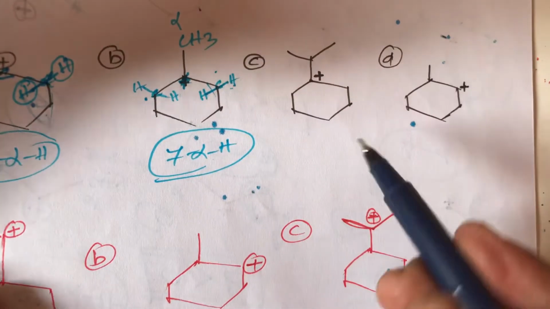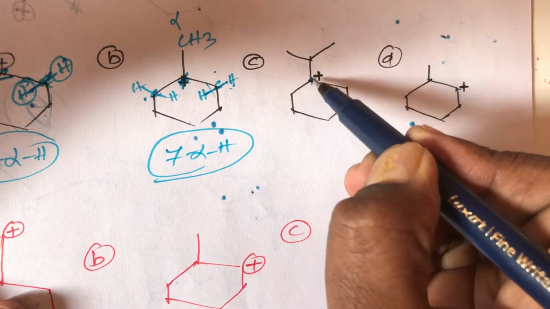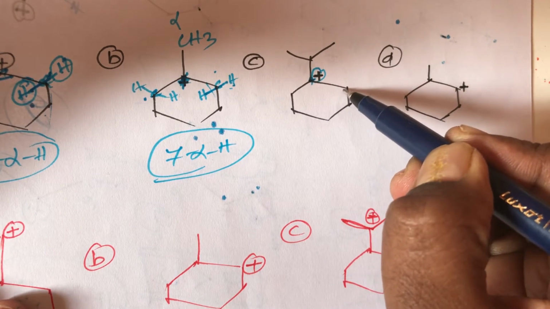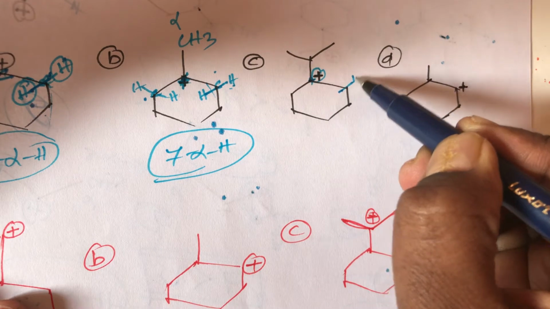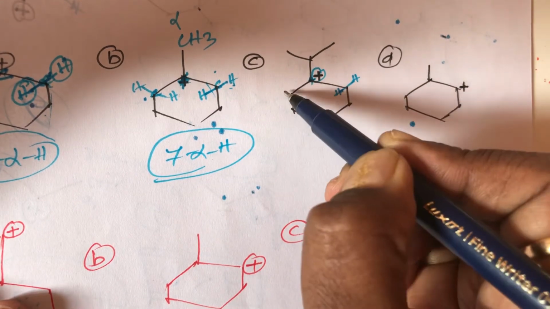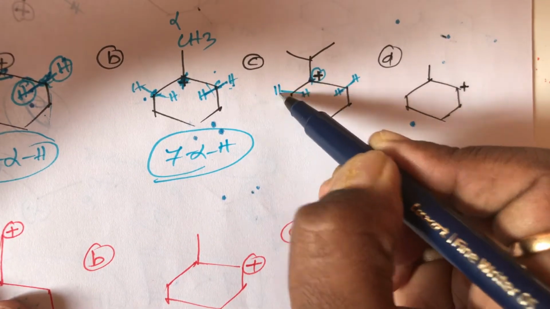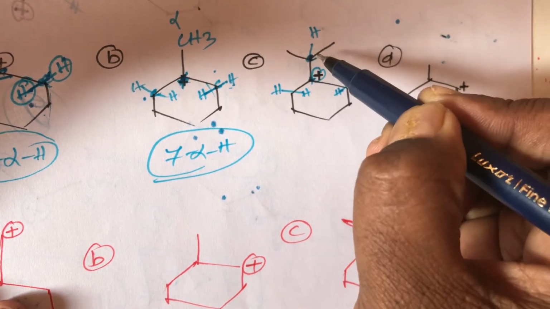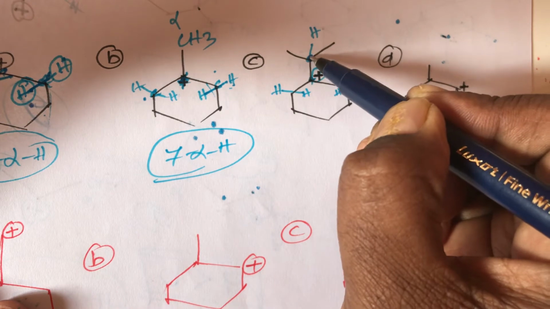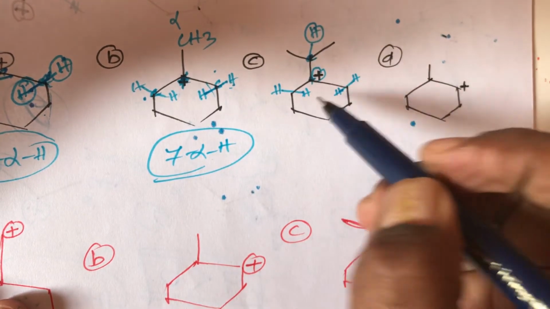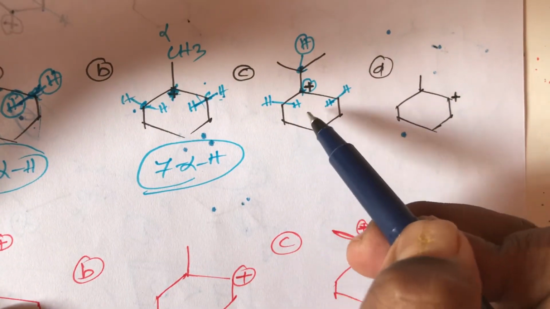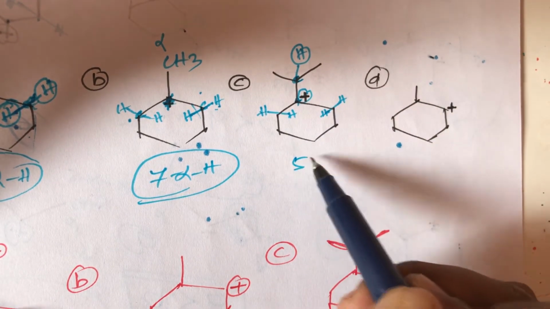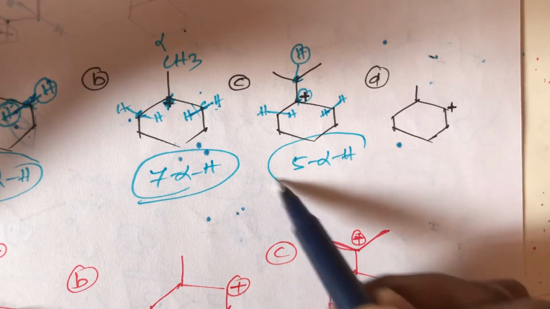What about the third compound? This is a tertiary carbocation. The carbon beside it on the right side is an alpha carbon with two alpha hydrogens. The left-hand side also has two alpha hydrogens, and the upper side has one alpha hydrogen. This carbon already has 3 bonds, so put one hydrogen. Total number of alpha hydrogens is 1 2 3 4 5. In this compound there are 5 alpha hydrogens.